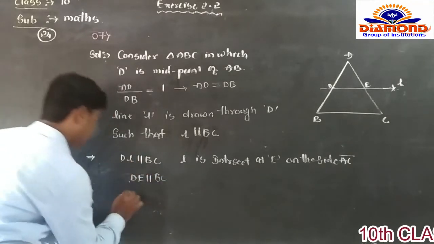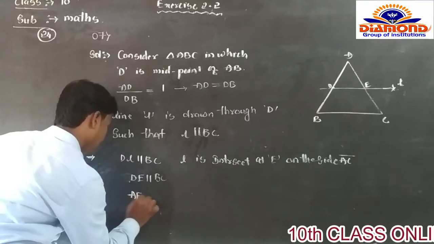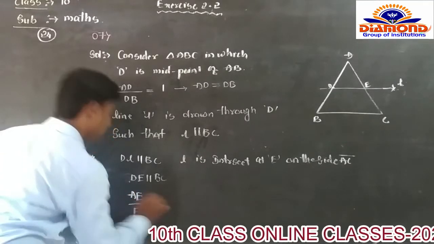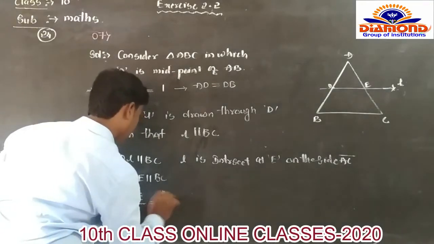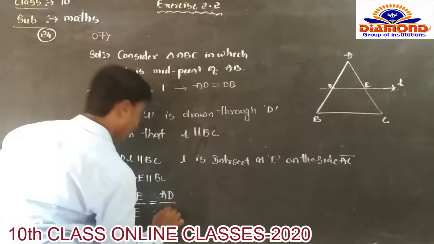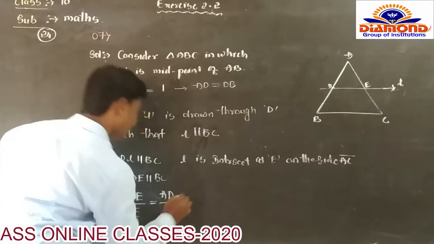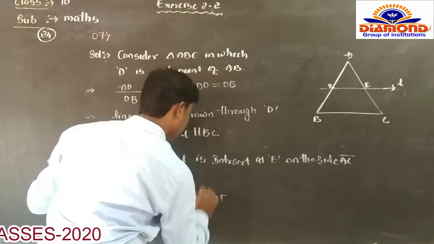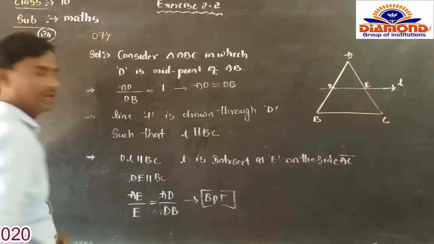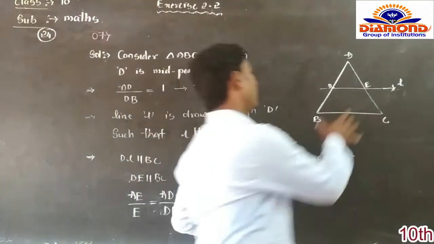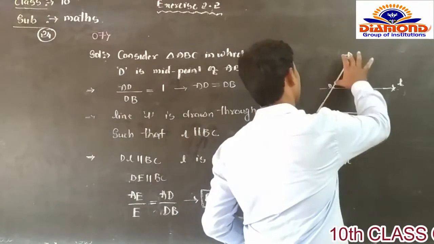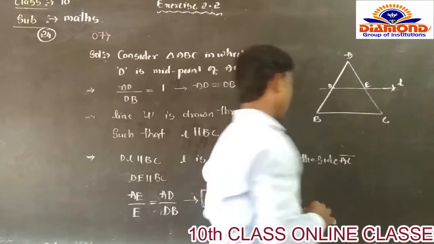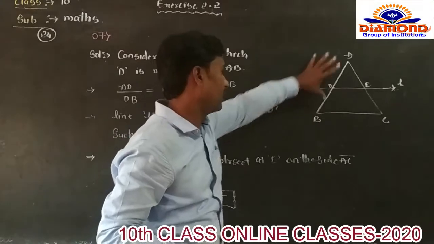Then we can write here AE upon AC is equal to AD upon what? AD upon DB. What is the rule? This is the BPT, Thales theorem, basic proportionality theorem. When a line is parallel to a side, the other two sides are divided proportionally. AD by DB, AE by EC. All the rule pata hai, D is the midpoint of the AB.